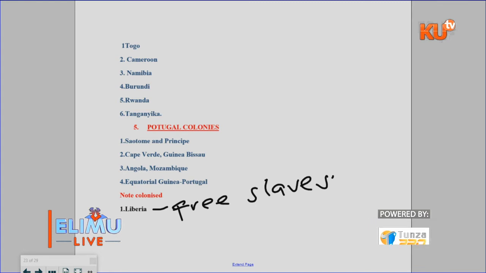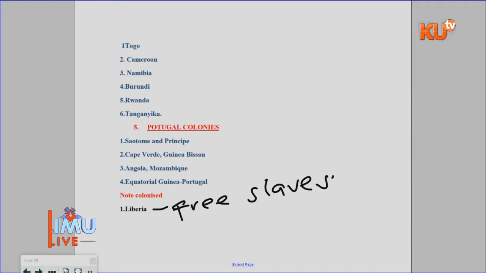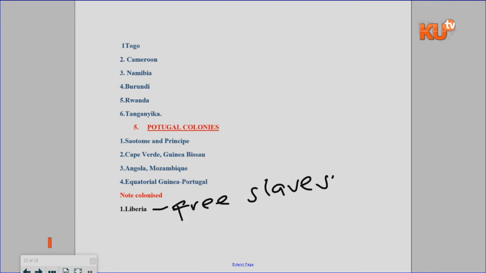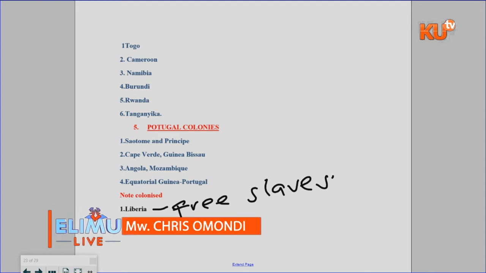You can just sing or come up with a song. This is just my own. You can as well take it or reform yours. Still, it is the best thing. It is good also to invent and come up with something which you will not forget. But mine, maybe you can forget easily. That is Sao Tome and Principe, Cape Verde, Guinea-Bissau, Angola, Mozambique, Equatorial Guinea, Portugal. So that is something that, when you are seated, you come up with your own ways in which you can master that very well.